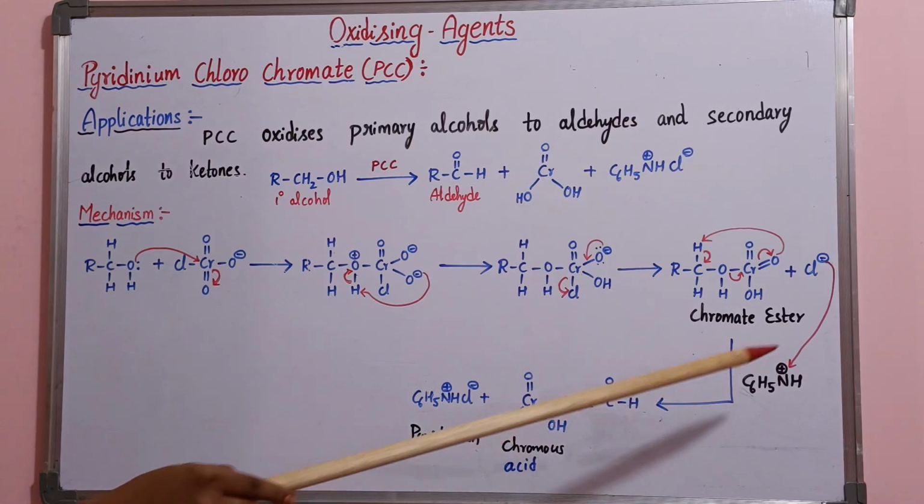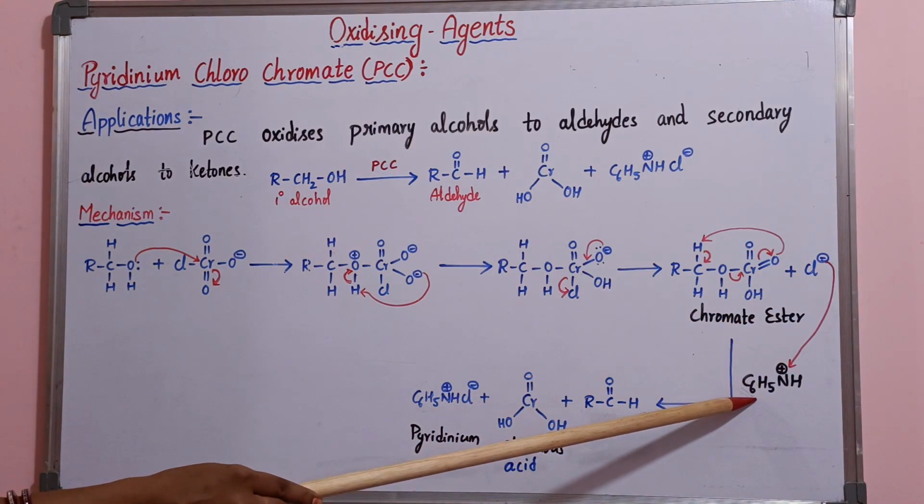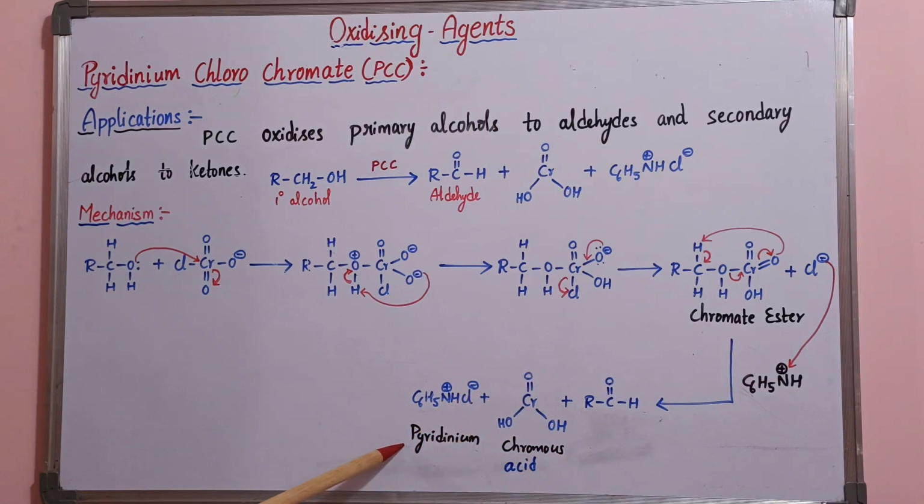Next, this Cl minus reacts with a pyridinium ion present in the mixture and comes out as pyridinium chloride. So this is the mechanism of conversion of a primary alcohol to an aldehyde by using PCC.